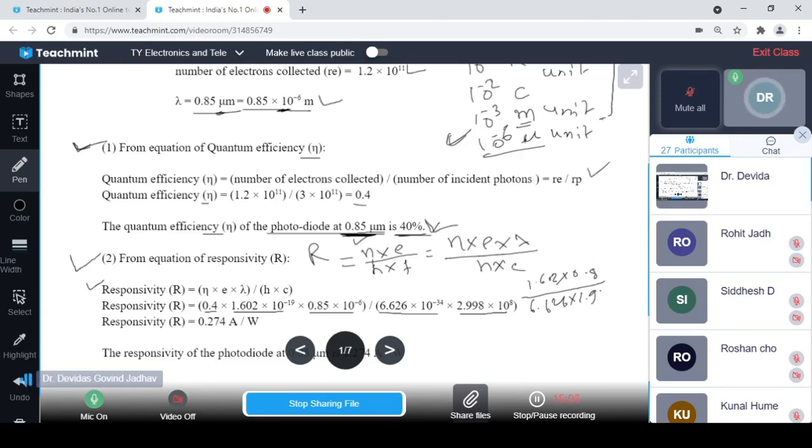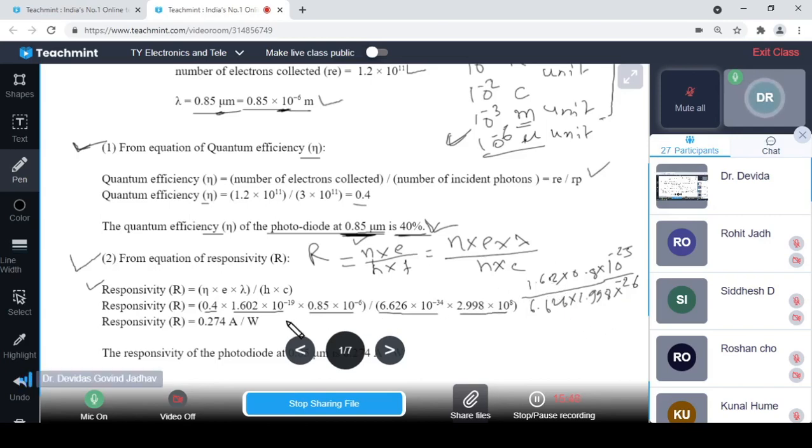2.998. So in the numerator what is remaining? 10 raised to minus 19 and 10 raised to minus 6. How much is it? 10 raised to minus 19 into 10 raised to minus 6 becomes 10 raised to minus 25. What is in the denominator? 10 raised to minus 34 and 10 raised to 8. From 34 we have to remove 8. How much does it remain? 26, since 26 plus 8 is 34. So it is minus 26.